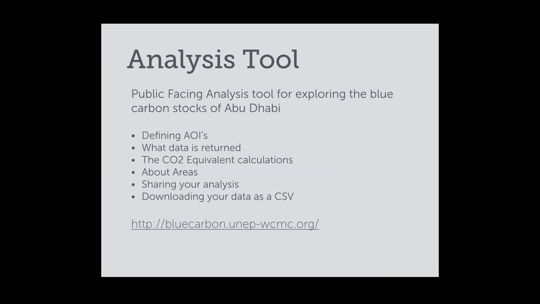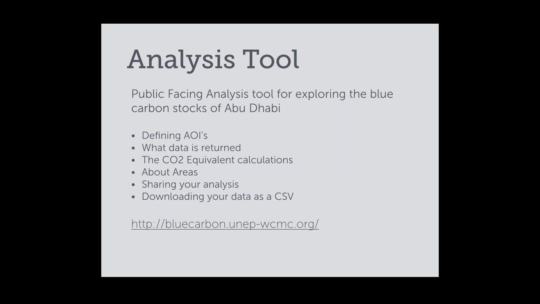So as I said, you can define your areas of interest. You get a number of data returned. The CO2 equivalent calculations are there in an attempt to make some of the data more relevant and more understandable to people. And then you can share your analysis and download the data as well. The areas are obviously fairly simply defined just by clicking. There is some discussion that further developments might involve being able to add in specific points, so adding longitude and latitude and references and try to make the area more defined, so that if somebody was working from a plan or something specific, they could get much more accurate areas of interest within the tool.